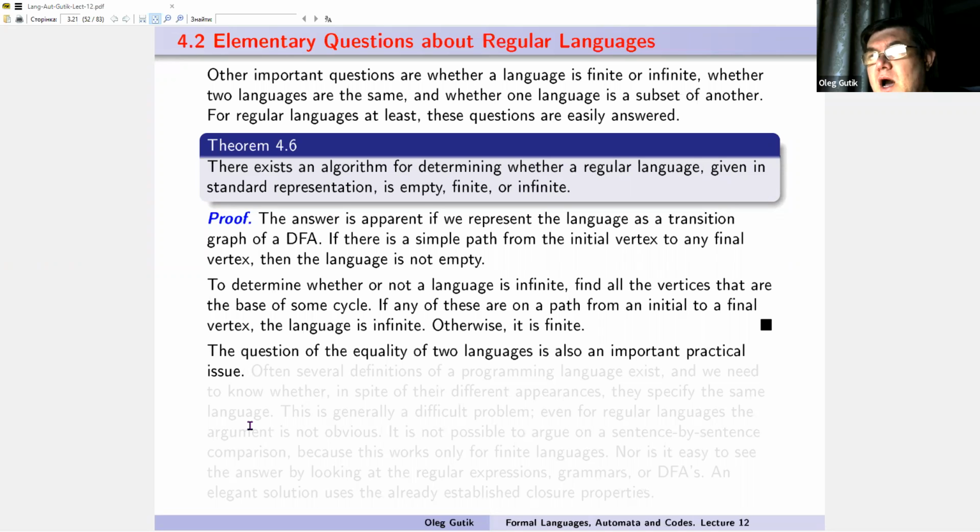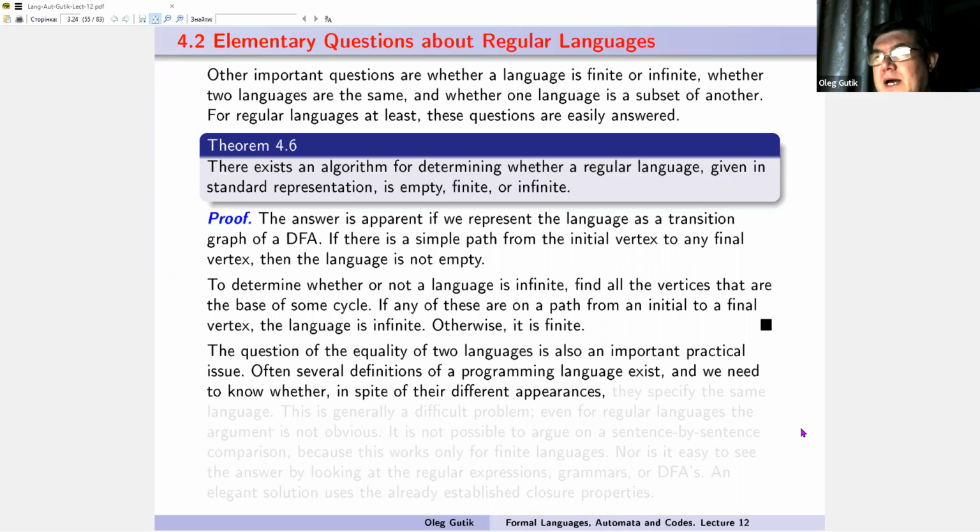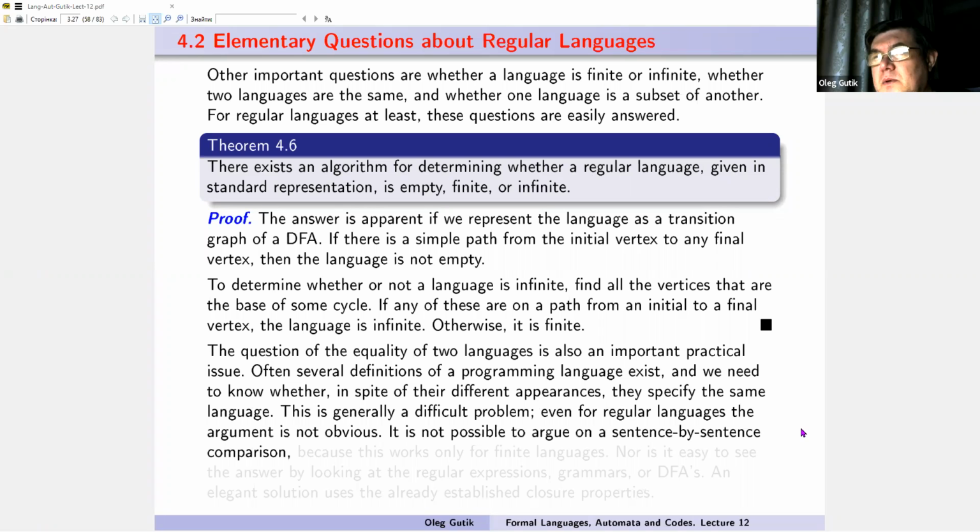The question of the equality of two languages is also an important practical issue. Often several definitions of a programming language exist, and we need to know whether, in spite of their different appearances, they specify the same language. This is generally a difficult problem. Even for regular languages, the answer is not obvious.